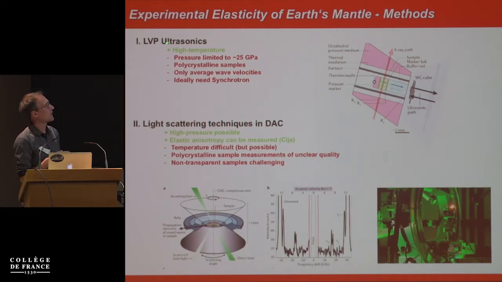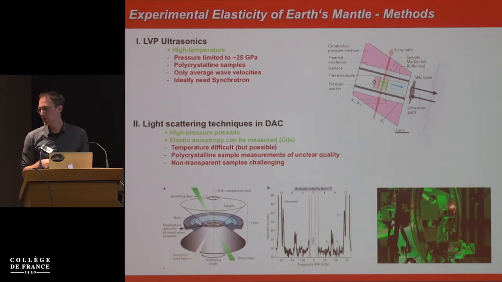The big advantage of that is that high temperature is relatively routine for these experiments. The major drawback is that pressure is routinely limited to maybe 25 GPa. You might be able to go higher, but routine is really, 25 is actually already pretty high. So this is really just the top of the lower mantle. It is almost exclusively limited to polycrystalline samples, which means we get no information about the seismic anisotropy. We only get the average compression and shear wave velocities.